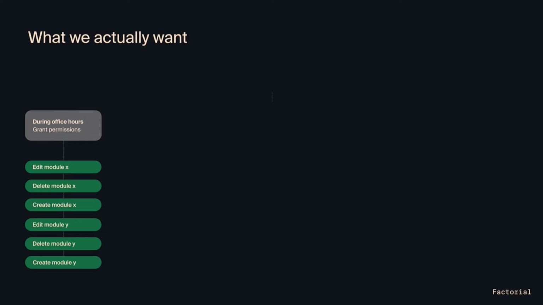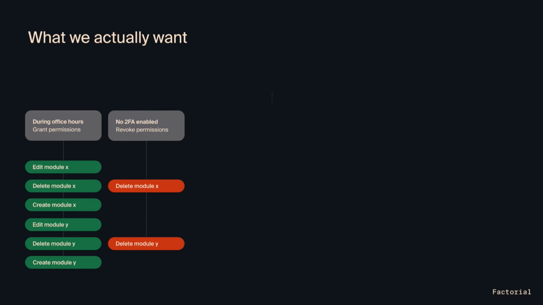So I want to set up my website so that during office hours, they can do their job. They can edit stuff from module X, they can delete stuff from module X, do stuff for module Y, Z, whatever, right? And then I'm like, do I really want that? Because deleting stuff is quite destructive. So maybe I only want them to delete stuff if they have two-factor authentication on their account. So I want to revoke those permissions to delete, so that only when they have two-factor authentication, I wouldn't do anything and I wouldn't revoke those.